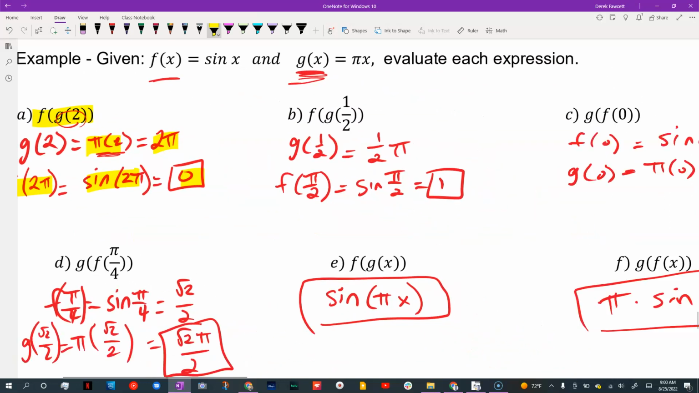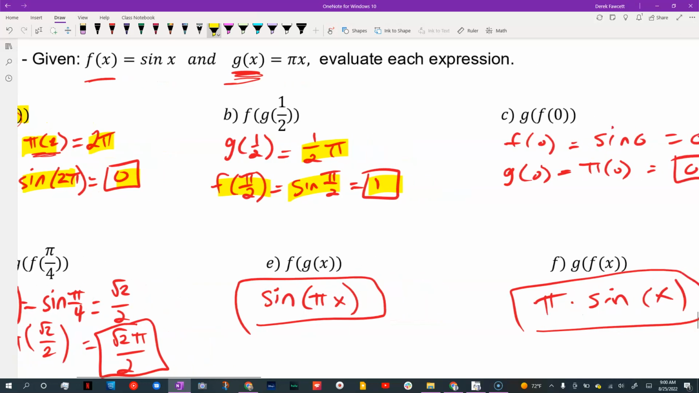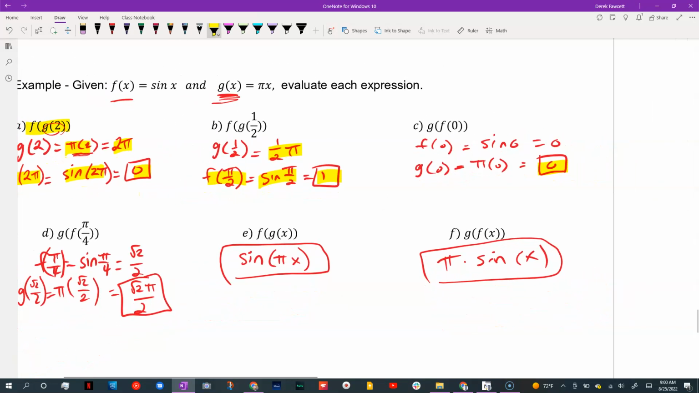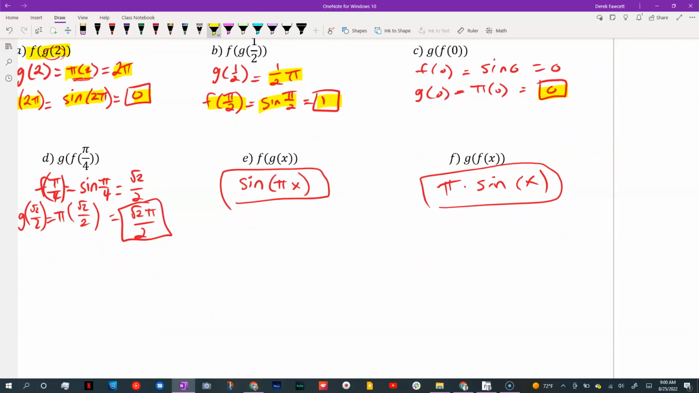On the second one, it's all the same thing. You plug 1/2 into g, evaluate that, and then you get pi over 2. Plug that into your f of x function, so you get sine of pi over 2, which is 1. And then part C, again, same thing, but you end up getting 0 on that one, because you end up with pi times 0. And then on D, you now figure out what sine of pi over 4 is first, and that's radical 2 over 2, and then plug it into my g function, so it's going to be pi times radical 2 over 2, and you can keep it as pi times radical 2 over 2. I just rewrote it as square root of 2 times pi all over 2.